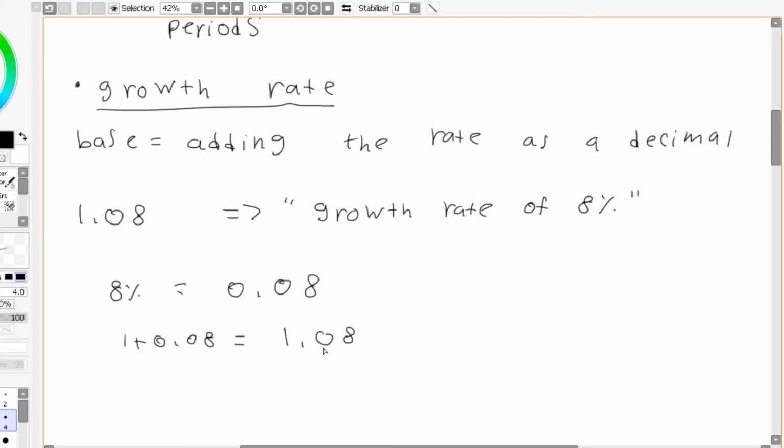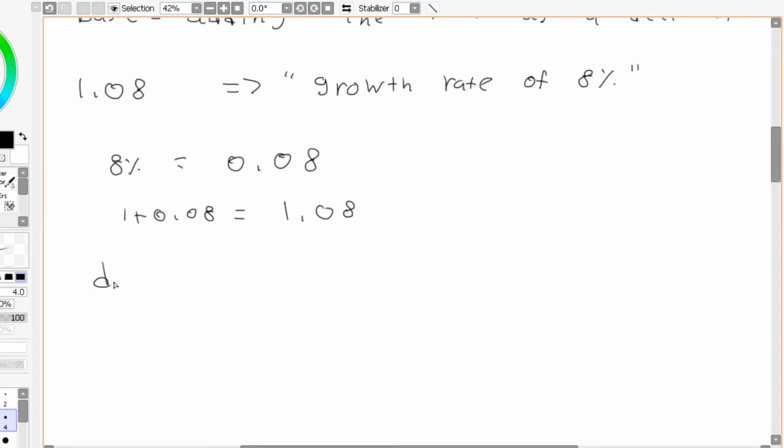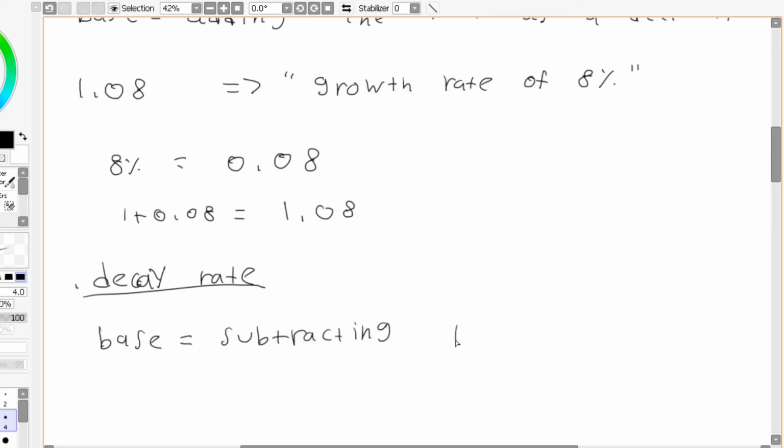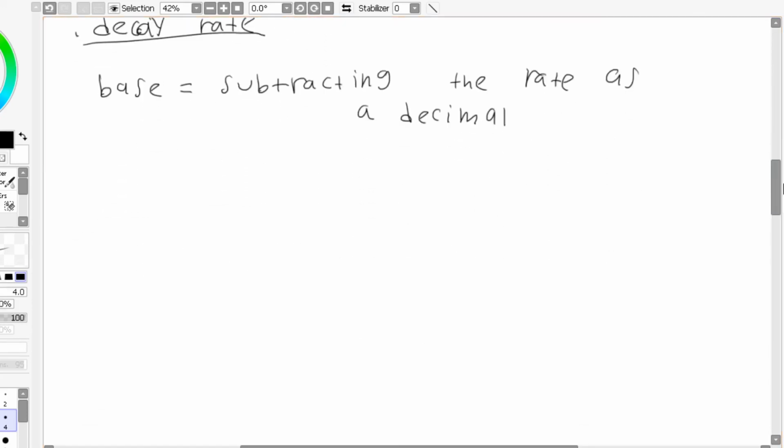Now, when we're working with decay rate, you have the base being equal to subtracting the rate as a decimal. So for example, if we have a decay rate of 8%, then we are multiplying repeatedly by 0.92 because it's 1 minus 0.08, which is 0.92. If it's less than 1, it's going to decrease.